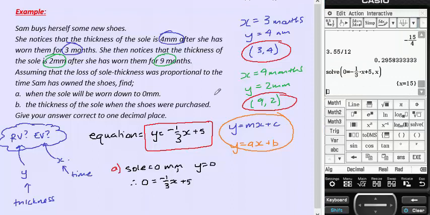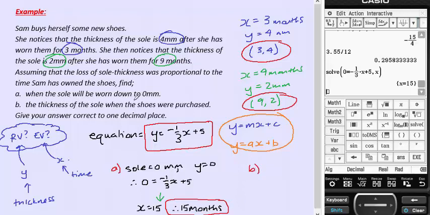So I'll use my little green arrow that I normally use when I say that I've solved something on the calculator. And x equals 15. So that means when will it be at 0 millimeters? 15 months is my answer. So that's part A, and I'm going to put my answer in a red box so the examiner knows. And part B, I'll squeeze in over here.